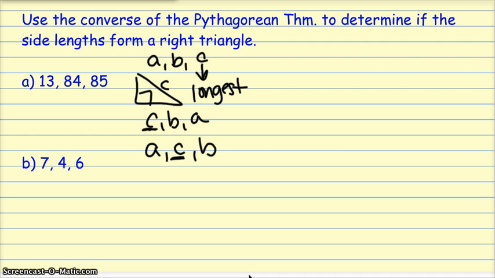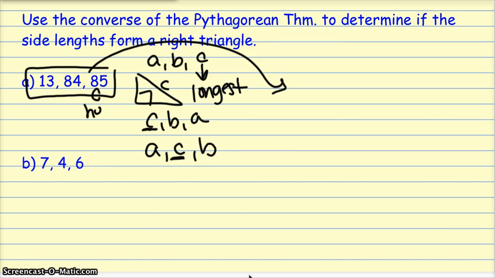So I'm going to take this problem out here. So 13, 84, and 85. The longest side is the 85, so that's your C or the hypotenuse. 13 squared plus 84 squared. I want to know, does it equal 85 squared? If it does, it's a right triangle. If it doesn't, then it isn't.